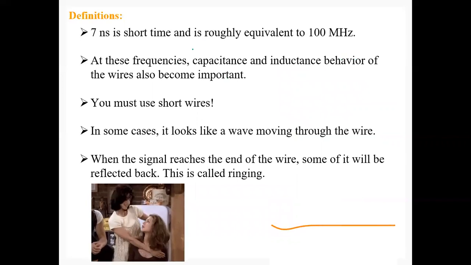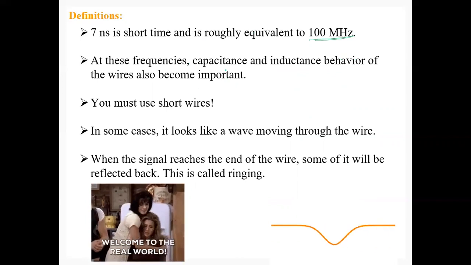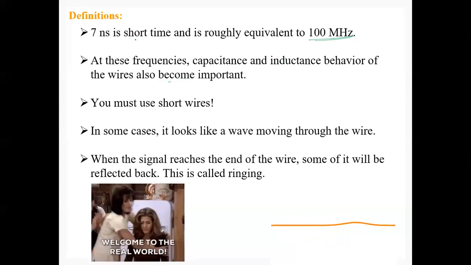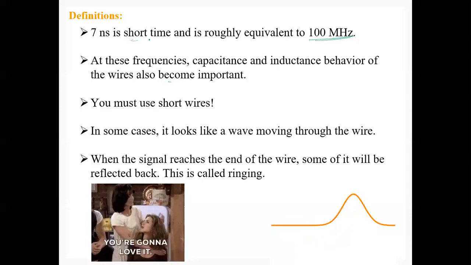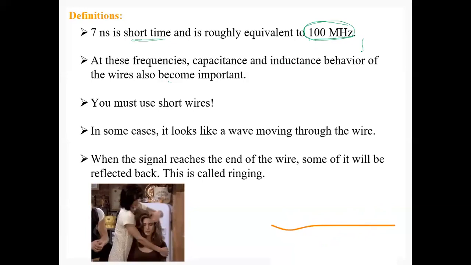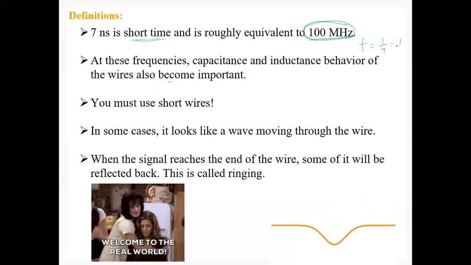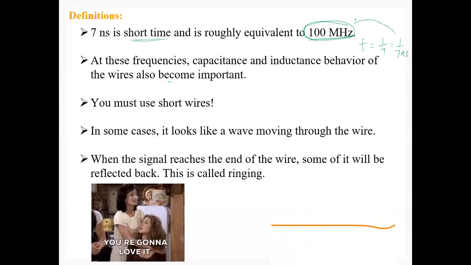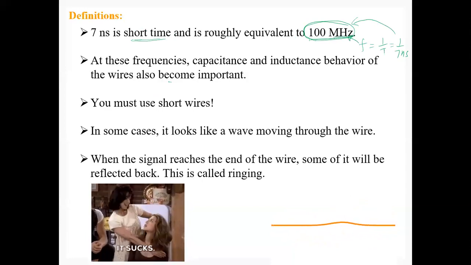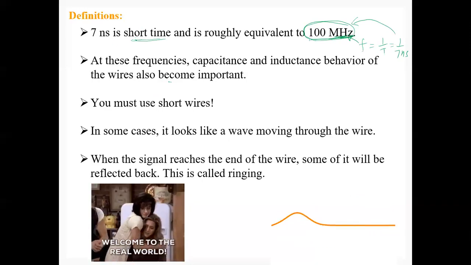So 7 nanoseconds is a short time, and it's roughly equal to 100 megahertz. At this frequency, the capacitance, inductance, and behavior of the wires also become important, because this is a very short time. Remember, we change it to frequency equals 1 over t. If you plug in t equals 7 nanoseconds, then your frequency comes out to be 100 megahertz.